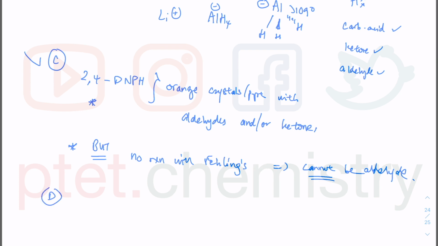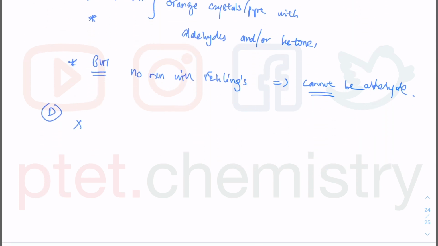Let me just show you why D is wrong very quickly. They say X reacts with HCN. Don't forget that if you have an aldehyde like this, you can add HCN onto the carbonyl and you can get RCH(OH)CN like this.